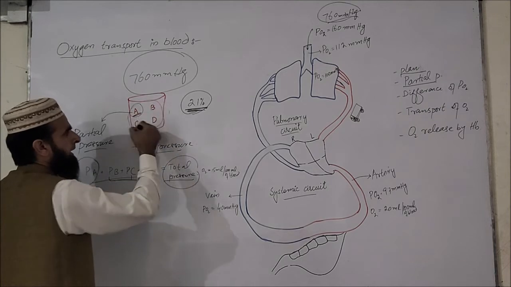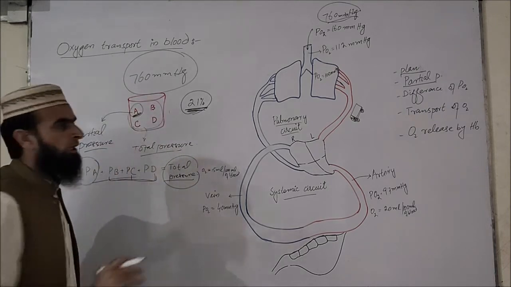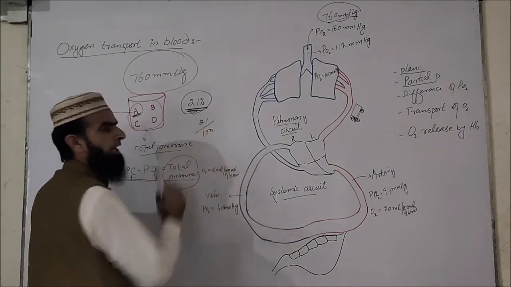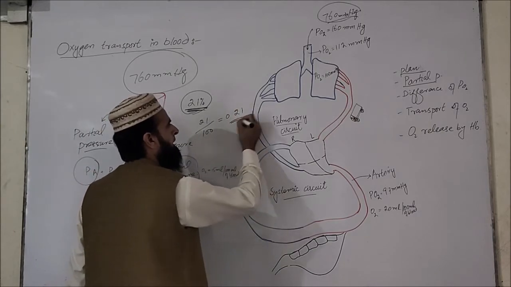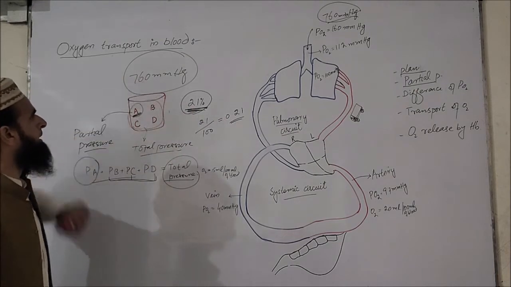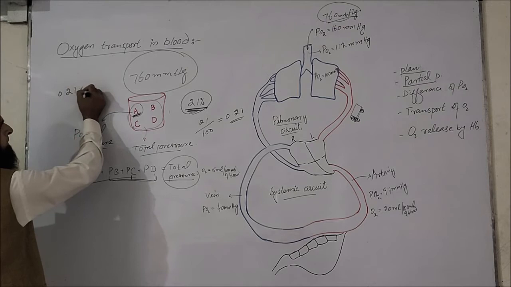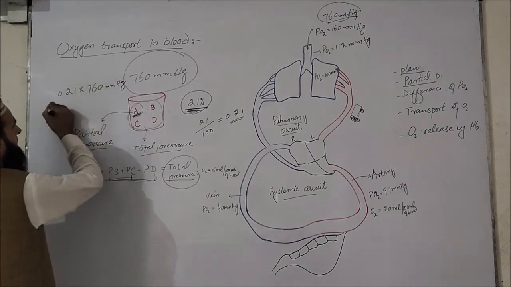21. For example, these are 100 molecules. This means there are 21 molecules of oxygen. So this means 21%, 21 divided by 100, is equal to 0.21. This 0.21 must be multiplied by 760. 0.21 multiplied by 760 millimeter of mercury.